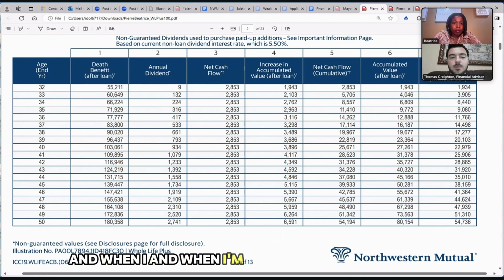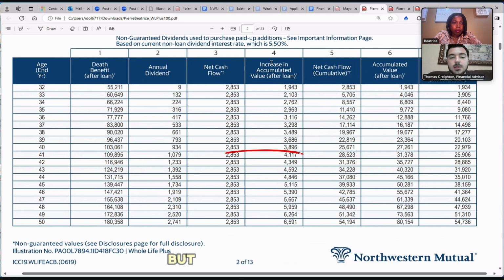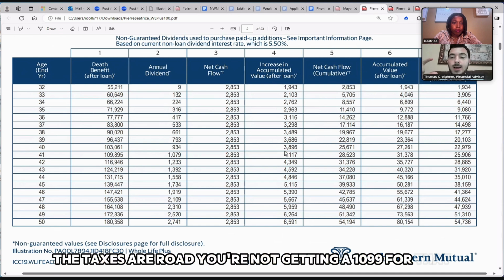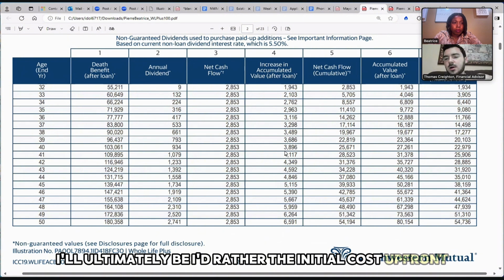And when I'm at age 40, hypothetically, again, this is based on the current interest rate of 5.5. It could be higher or lower at that point, but assuming it was 5.5, the interest you're getting in that policy is exceeding what you're paying into it, and no taxes erode it. You're not getting a 1099 for that or a tax bill in that year. That's the key leverage.